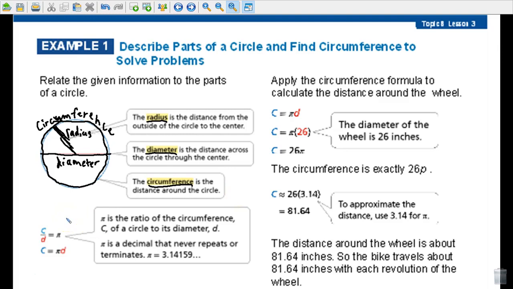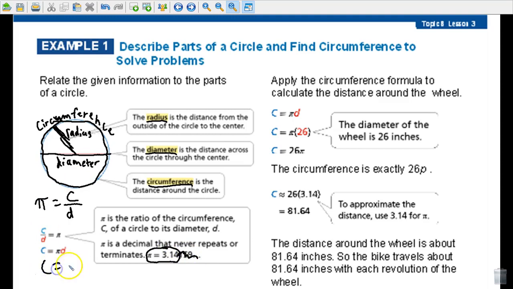So pi, everybody should know about pi. Pi is when you take the circumference and divide it by d, diameter. Circumference divided by diameter gives you pi. Everybody knows it keeps going and going, but what we're going to do is pi equals 3.14. Forget everything else. Pi equals 3.14 when you are working it out, okay?